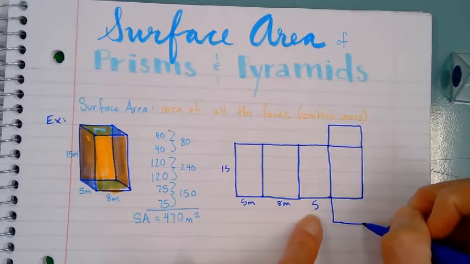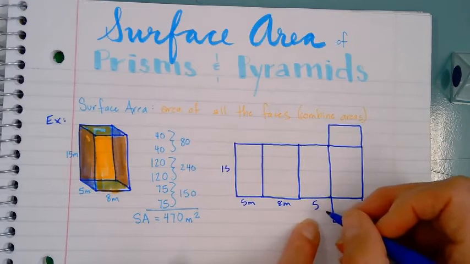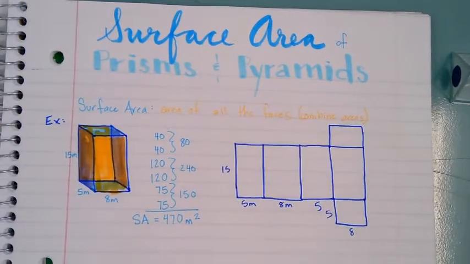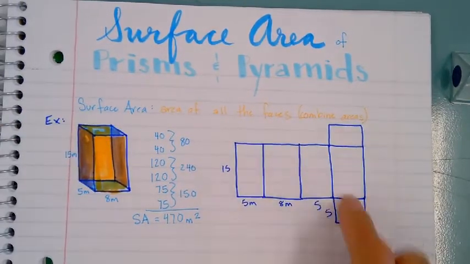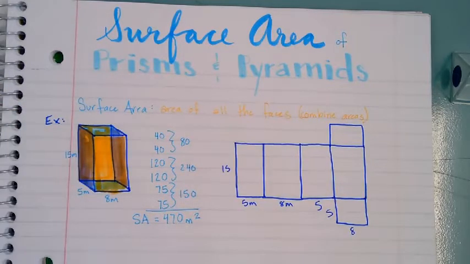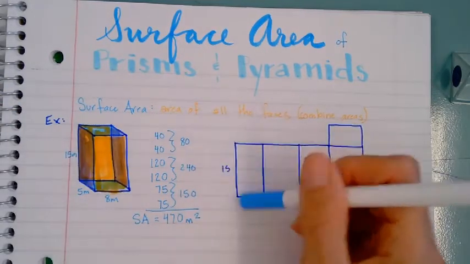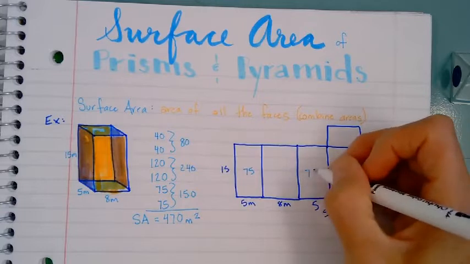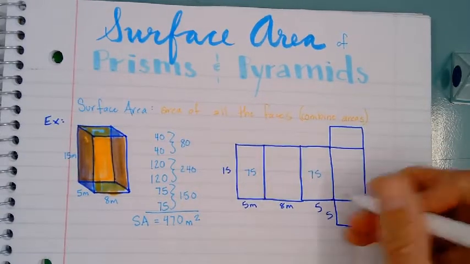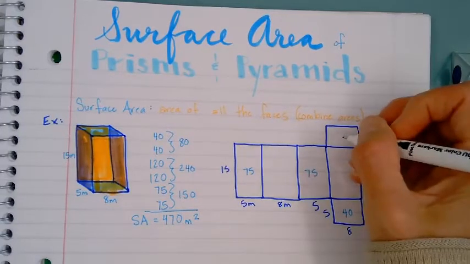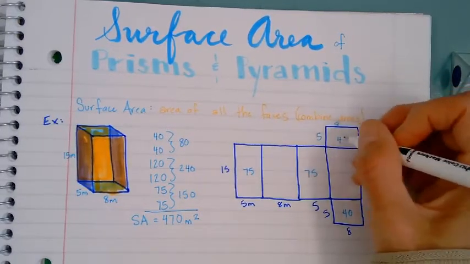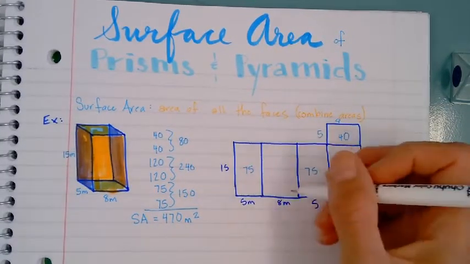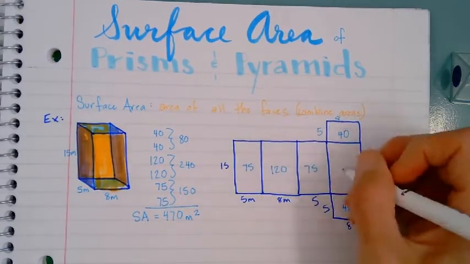We have 2 of those. So this is 5, this is 8. So we have it all broken apart. We can just find the area of each of these rectangles. 5 times 15, that's 75. This is the same one right here, 15 by 5. These two little ones are 5 by 8, so that's 40. This is the same exact rectangle, 5 by 8, so that's also 40. And then these bigger ones are 8 by 15, that's 120. So this is 120 and this is 120.